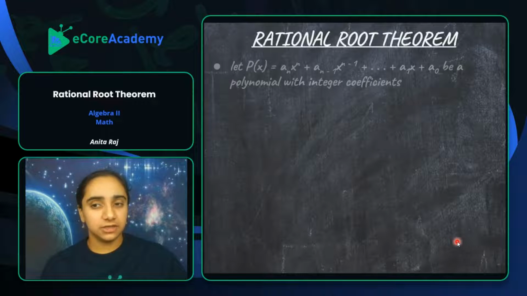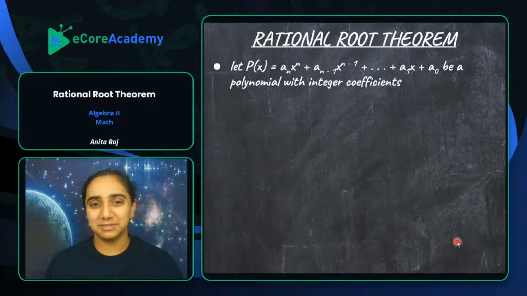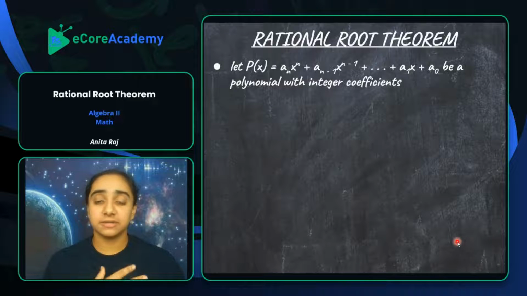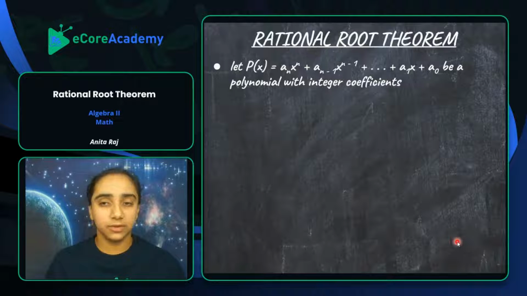Here's the rational root theorem. I bet you're dying to know what it's about. So in this case, we're going to let p of x, which is going to be some polynomial, equal a subscript n times x to the power n plus a subscript n minus 1 times x to the power of n minus 1 plus whatever terms come between them, all the way to a subscript 1 x plus a subscript 0.